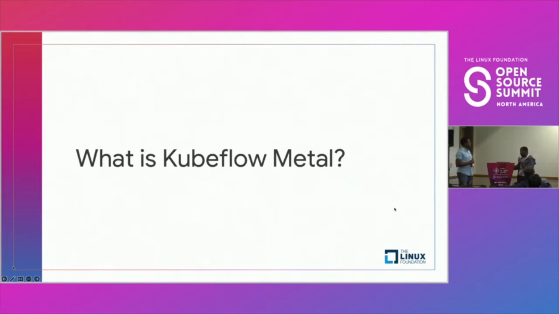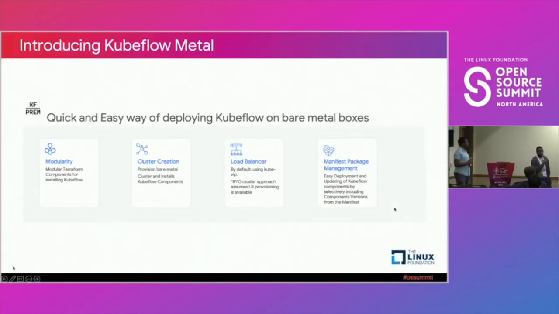What is Kubeflow Metal? So Kubeflow Metal is a new way of deploying Kubeflow onto a Kubernetes cluster on bare metal servers. It's a Terraform module that is composed with a couple other Terraform modules that will spin up a Kubernetes cluster on Equinix Metal, and it will deploy Kubeflow on it based on the manifest. This is on bare metal clusters, so it doesn't have the bells and whistles of a cloud provider, so you've got a little bit more control.